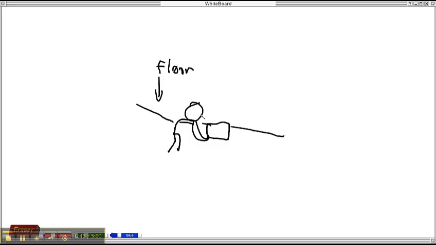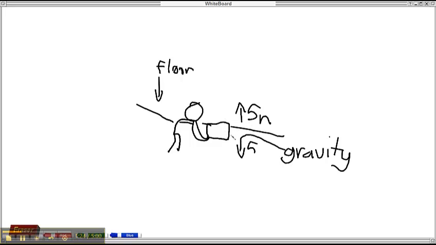Let's say this person is exerting a force of 5 newtons. Now, as Newton said, with every action, there's an opposite and equal force acting upon the object. In this case, that would be gravity. While the stick man is exerting a force of 5 newtons to lift the box, gravity is also exerting 5 newtons of force onto the box, but in the opposite direction.